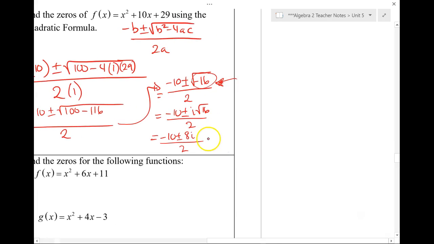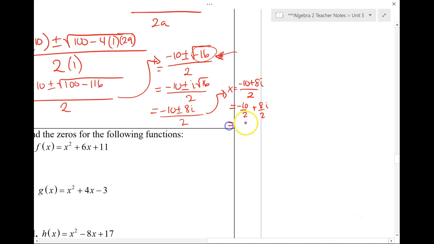So the first solution will be x equals negative 10 plus 8i over 2. And remember, with a complex number, you need to separate it in two parts. Anytime you get a number with an i in it, we need to separate it, and split it down the middle. So now we get negative 10 over 2 plus 8 over 2 i. Let's simplify that again. So negative 10 over 2 is equal to negative 5, plus 8 over 2, which is 4i. So there is our first solution.